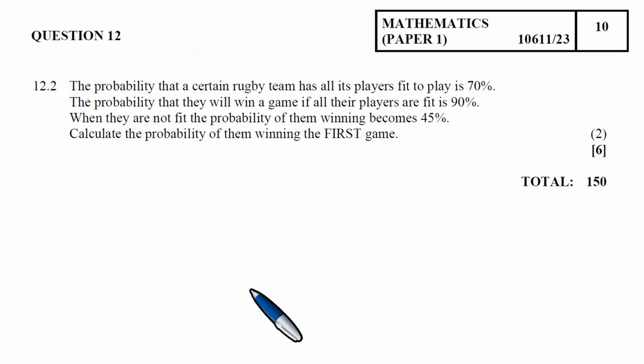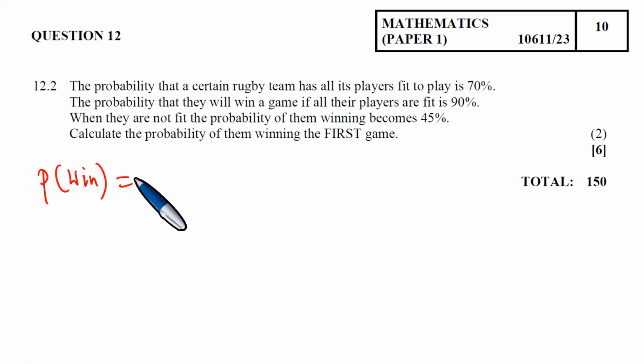Last question. The probability that a certain rugby team has all its players fit to play is 70%. The probability that they will win a game if all their players are fit is 90%. When they are not fit, the probability of them winning becomes 45%. Calculate the probability of them winning the first game.